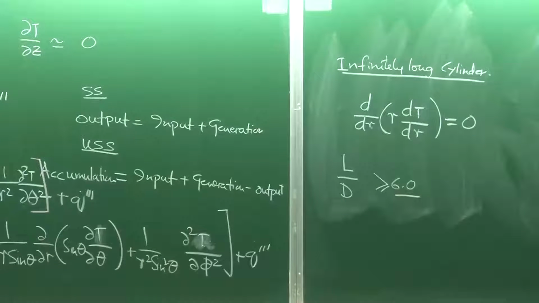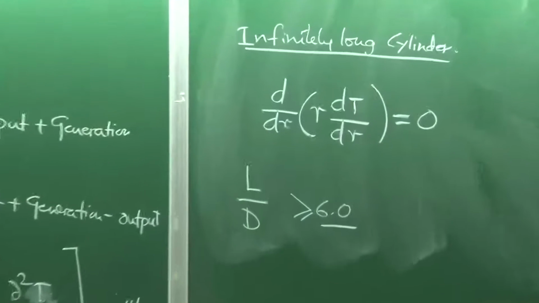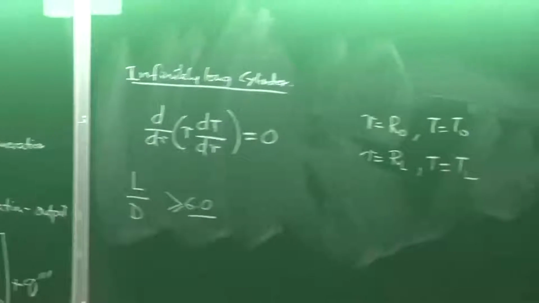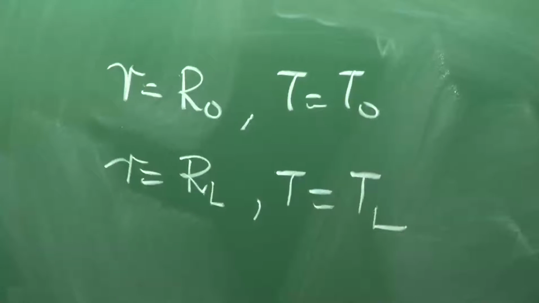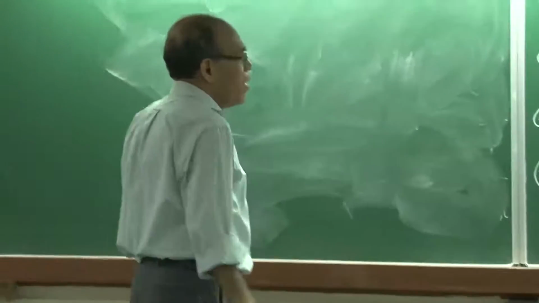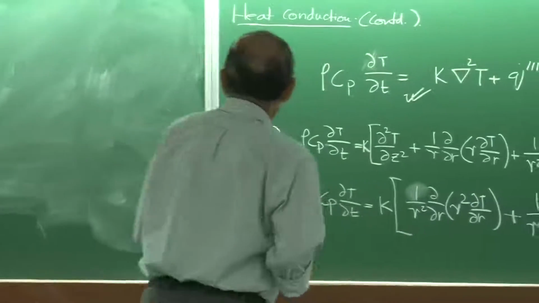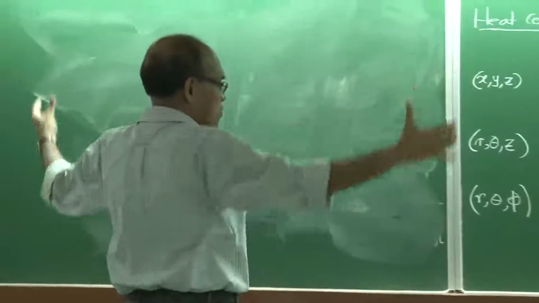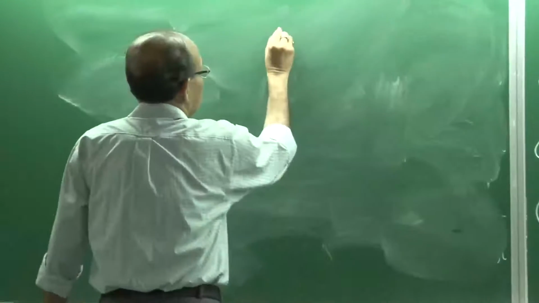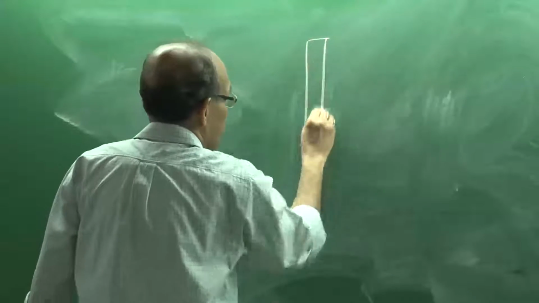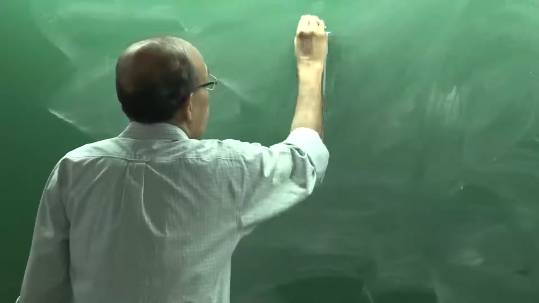Now, we can visualize various domains. We can have a cylinder, we can have composite cylinders. We could say, look, I have a cylindrical space. So, there is a cylinder sitting here, an infinitely long cylinder.